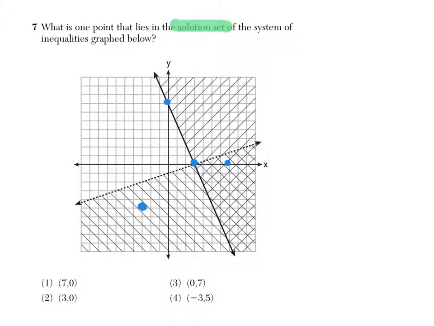The trap answer, I would say, if you weren't being careful, would have been this point right here, the point 3, 0, because it is the intersection point. But actually, it's this point right here. So answer choice 1.